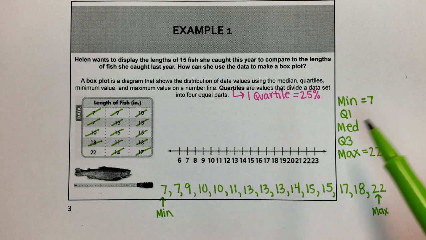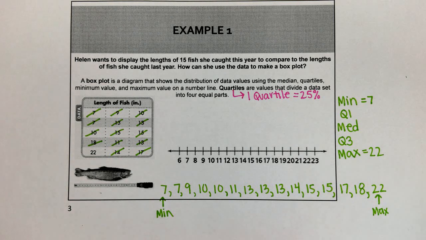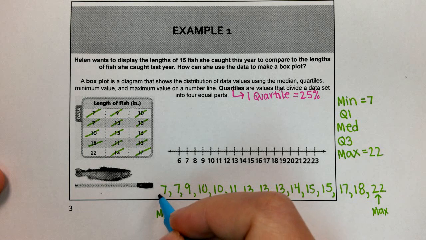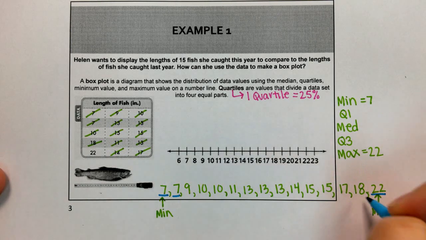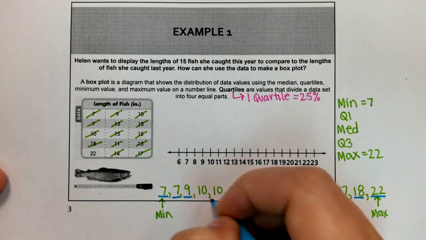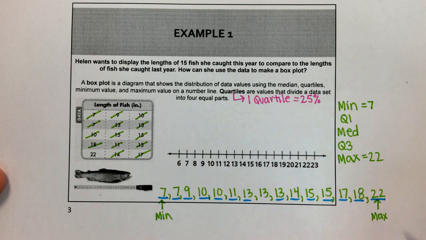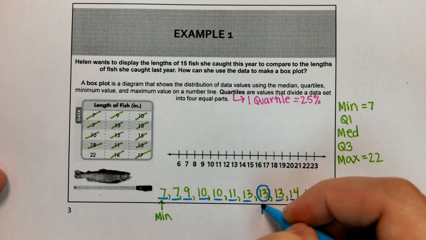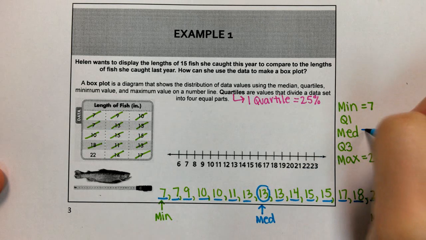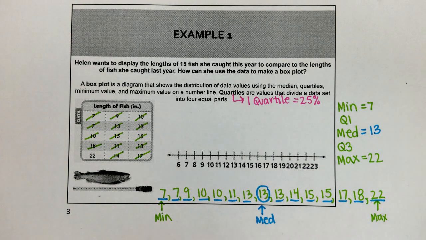Now, I'm going to go find my median. In order to find your median, remember you cross off 1 from each side until you get a number in the middle. If you have 2 in the middle, you add them together and divide by 2. In this case, I'm just going to underline so we can still see our numbers. So we're going to go left, right, left, right, and so on, and then I have 1 number in the middle here. So 13 will be my median. Those are things that you should be familiar with so far: the minimum, the median, and the maximum.